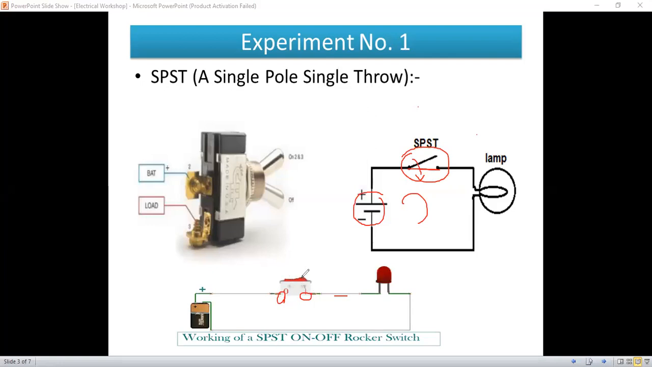Now when we throw this switch, at that situation this lamp will glow. Okay, see what happens to the lamp, it will glow. So this is nothing but a single pole single throw type of switch, and that is how it works. Okay, when we throw once, at that situation one circuit can be controlled by using this SPST switch. Okay, getting it?